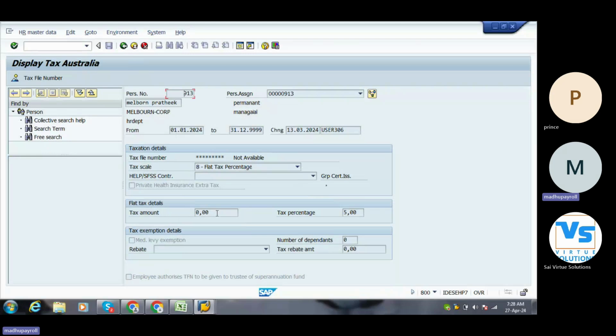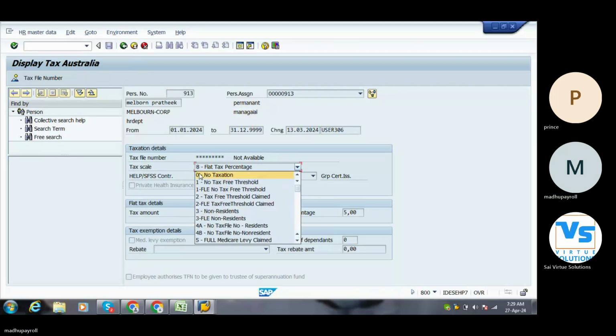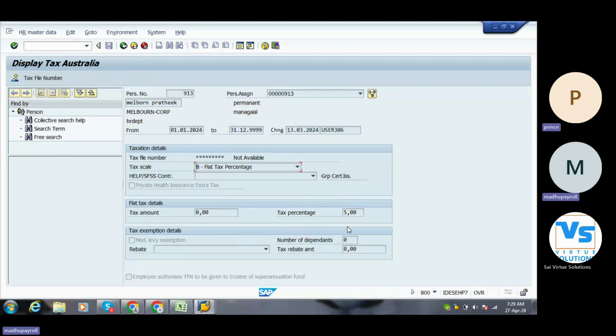That means in Australia there is a provision: either you can specify the tax scale as per the norms of the government, or else directly you can enter some percentage, 5 percent, 10 percent. That means there is no scaling. Now here the tax scale you can take zero. Zero means there is no tax. Like in India, without a PAN number they will pay the tax at 20 percent. For that, in constants we can create it in table T511K or T511P. There you can specify 20 percent if you want to pay without a PAN. Like that, it is there.